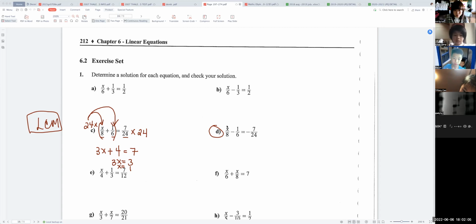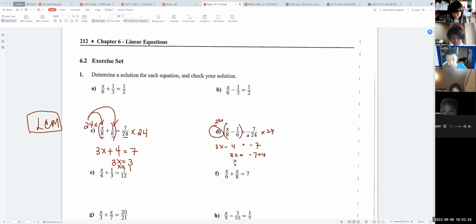So let's take a look at this one, okay? So x over 8 and minus 6. So times 24, times 24. So boys and girls, remember there's a negative. So this one's -7. So this one 3x minus 4. So 3x equals what? Equals -7 plus 4. So 3x equals -3. So x equals -1. So congratulations, Maris and Daniel, you get it right.